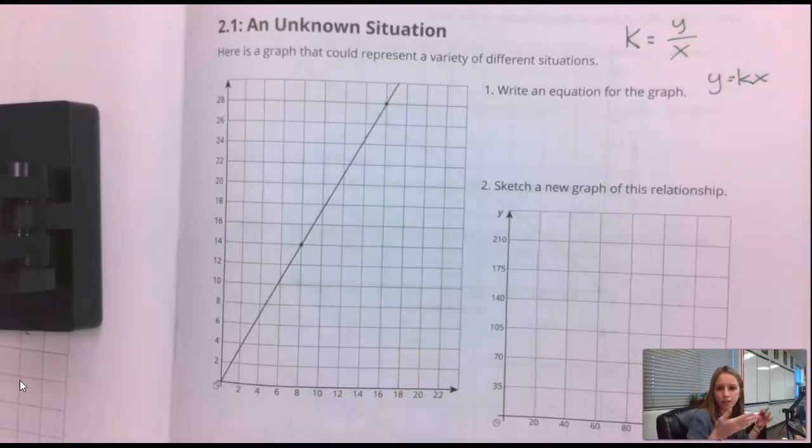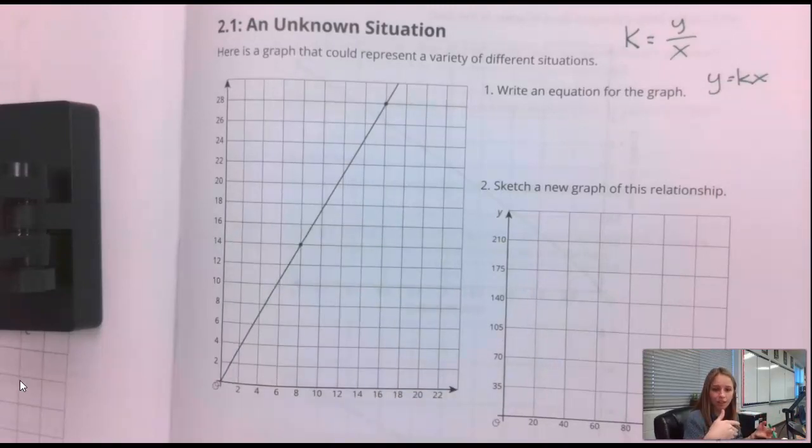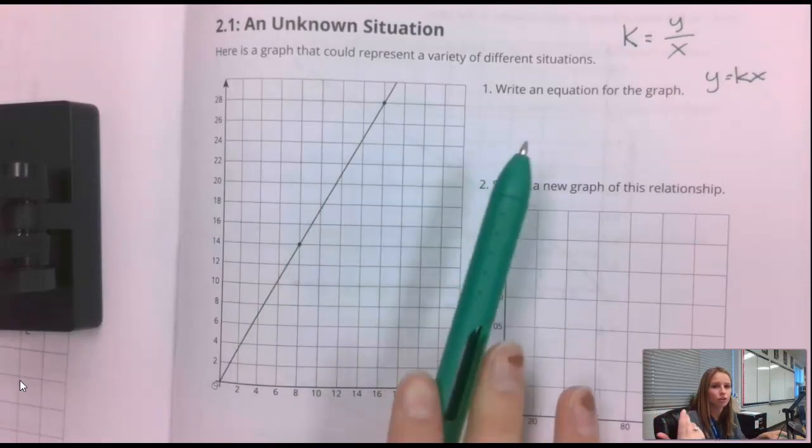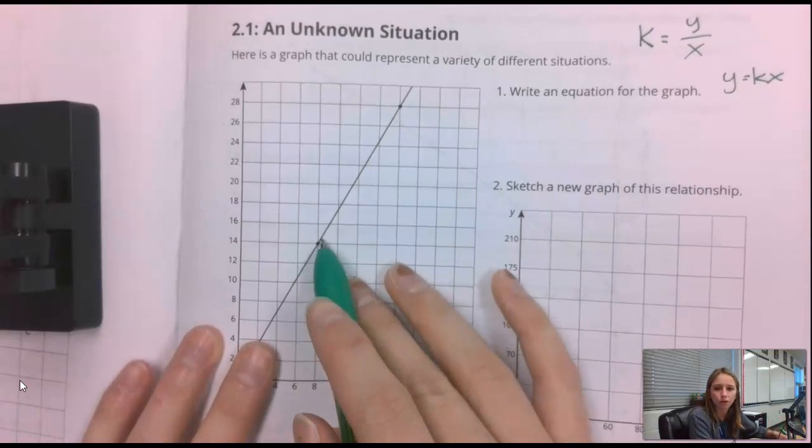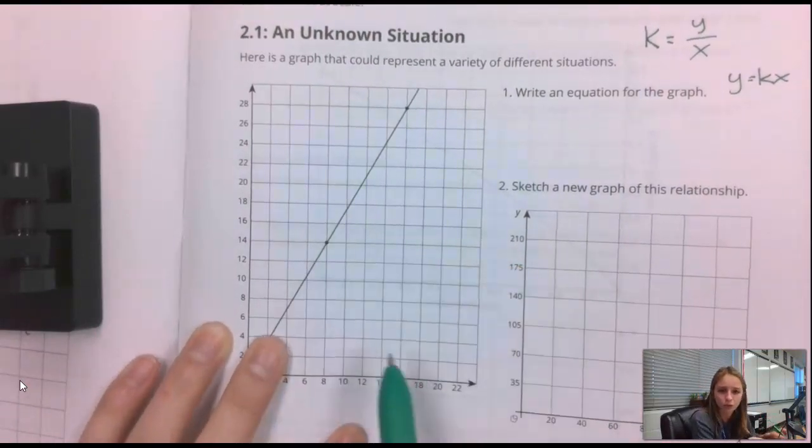So right here is an unknown situation. This line here represents something, but we don't know what. So we need to write an equation for this graph. Well, in order to do that, we need to find its constant, okay? So we're going to use the points it gave us. So let's go ahead and find those coordinates.